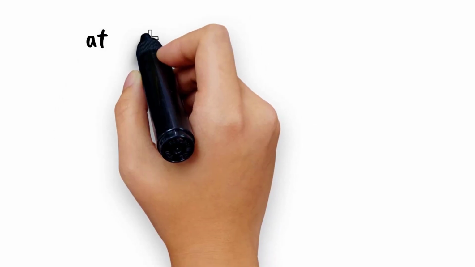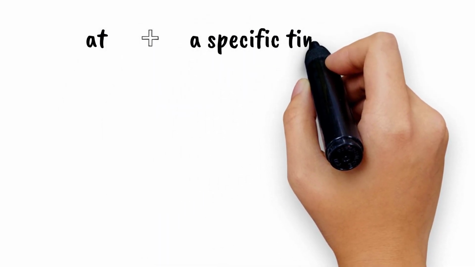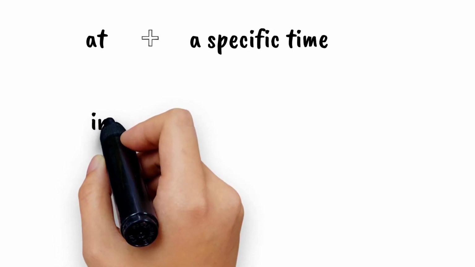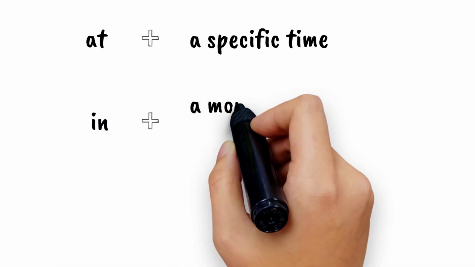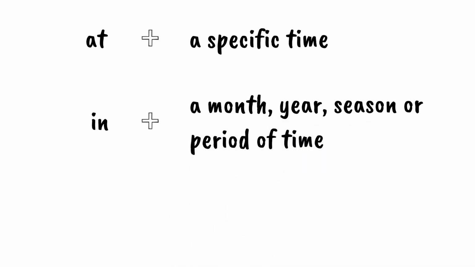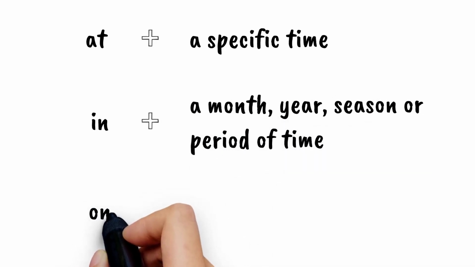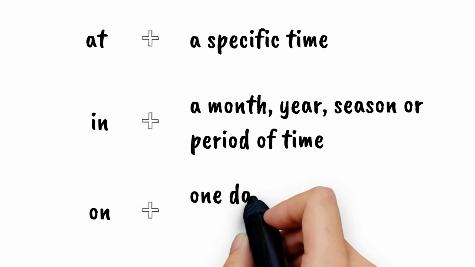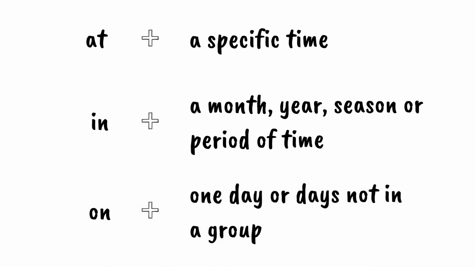Use at with a specific time like 1 p.m. Use in with a month, a year, season, or some period of time. Use on with one day or specific days that are not in a group. Let's look at a few examples.